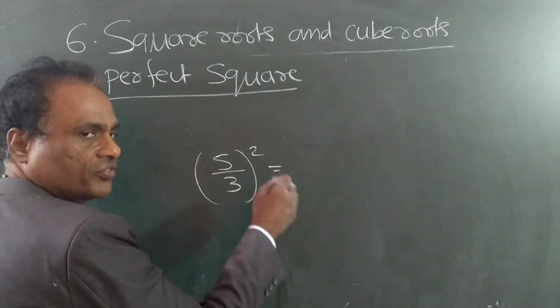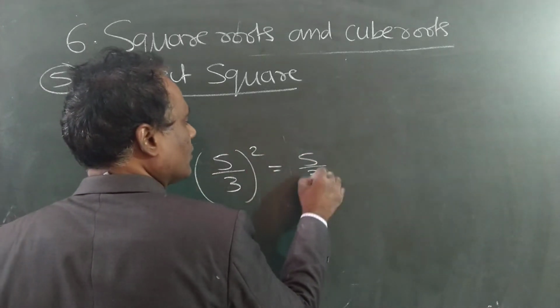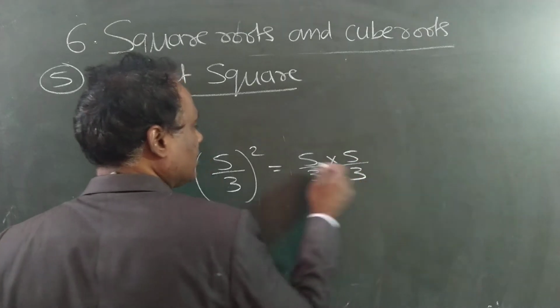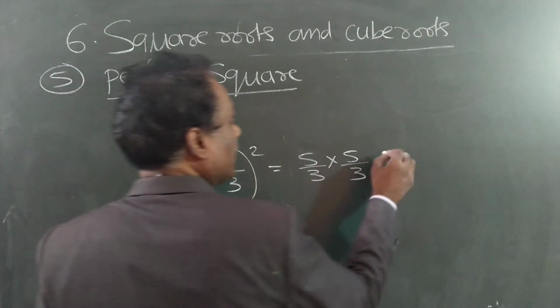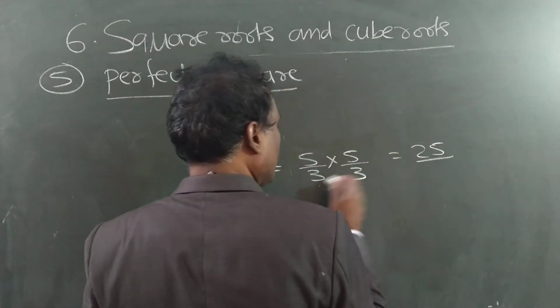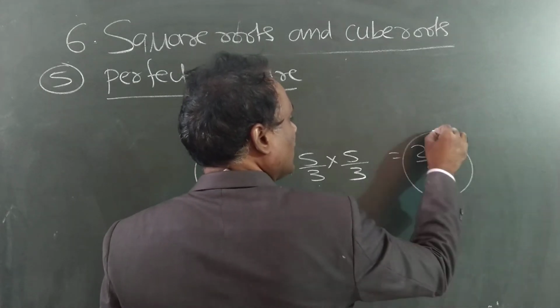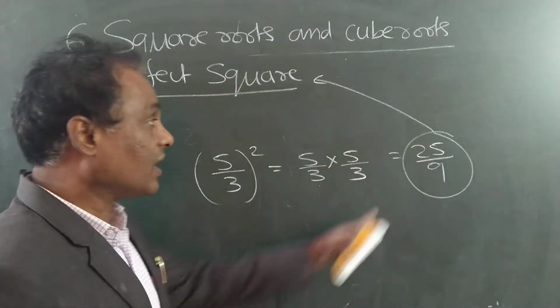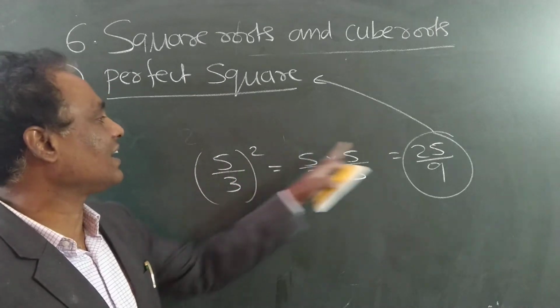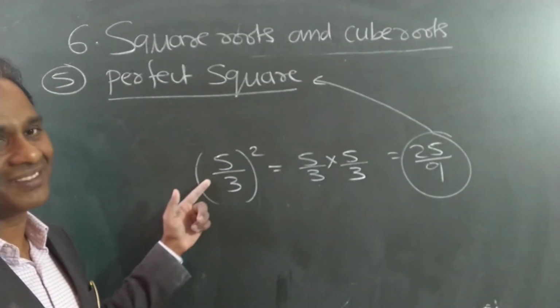Suppose 5 by 3 whole square. What is the meaning of 5 by 3 whole square? 5 by 3 into 5 by 3. Square means two times: 5 into 5, 25; 3 into 3, 9. So this is called a perfect square because it is obtained by squaring one rational number.